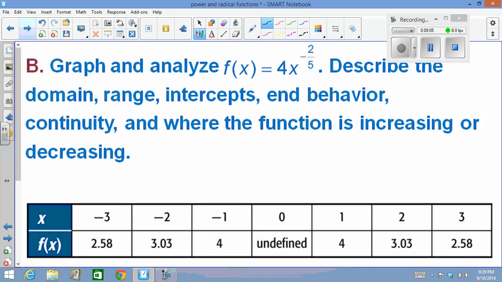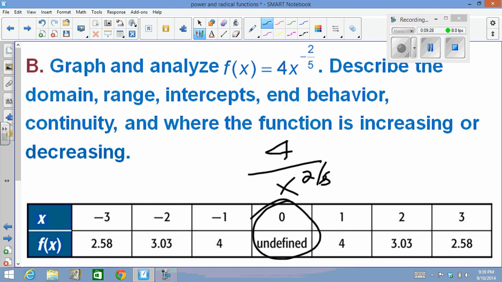Here's another one, except this time I have a negative exponent. So think about what a negative exponent will do. A negative exponent would move all of that to the denominator. So once I have that in the denominator, that means I'm going to have 4 over x to the 2/5. So that tells me right away that I can't have a 0 in the denominator. So that's why I have something that is undefined.